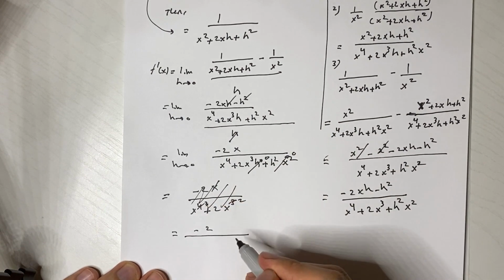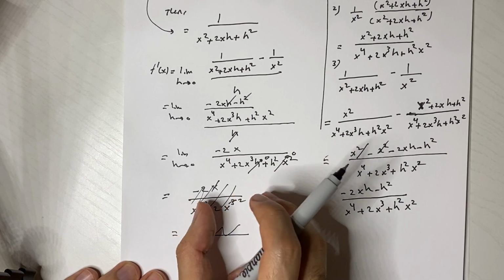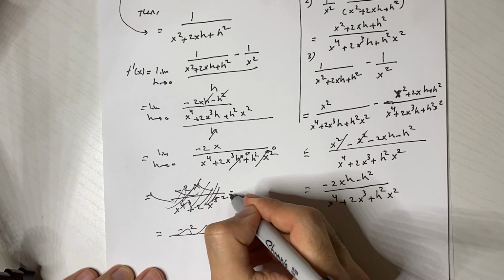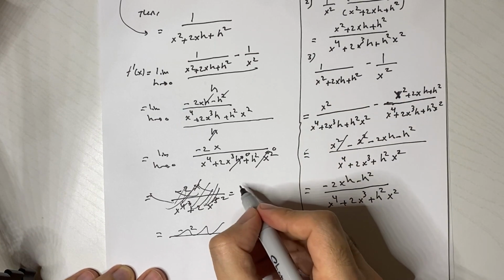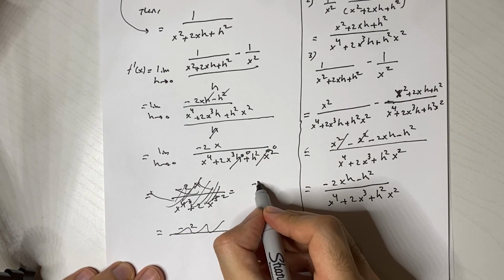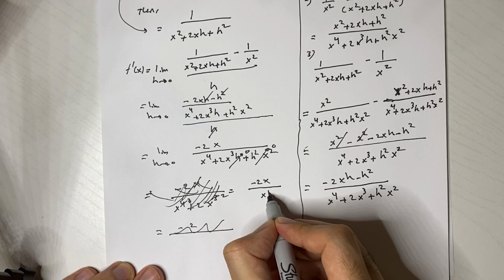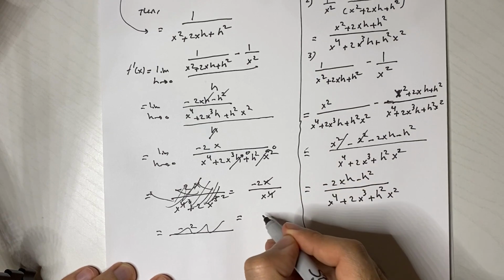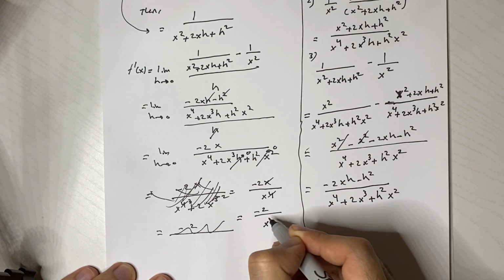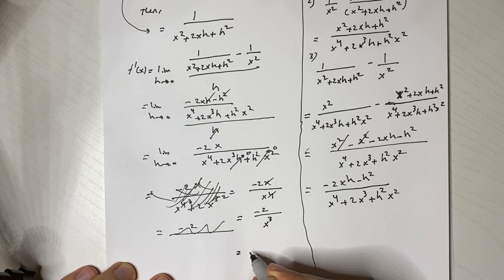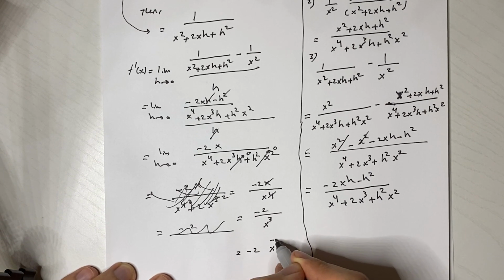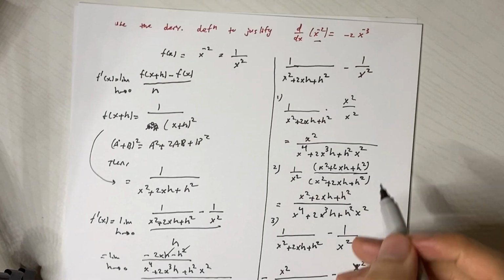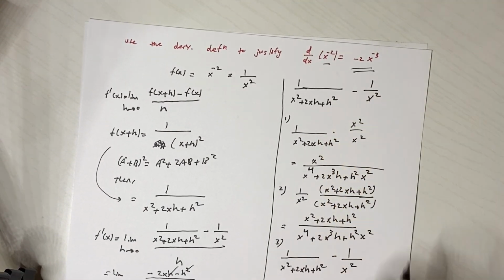I made a mistake here, so I'm going to rewrite this again. As h equals 0, all terms go to 0. So what's left over is negative 2x over x to the fourth. That's the whole term. Now we can simplify the x's, and then we can rewrite this function, and we can see the result, exactly the result we get by using the power rule.